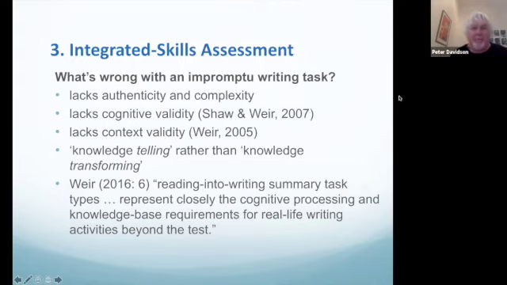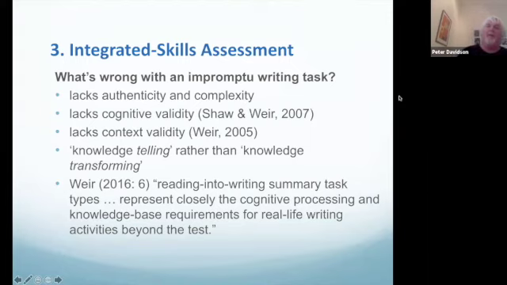Integrated skills assessment is something that I've been going on about for a long time, because when I was at Reading University, Cyril Weir was the professor there, and Cyril Weir was championing this idea of integrated skills assessment. I think he was the first person to talk about it.